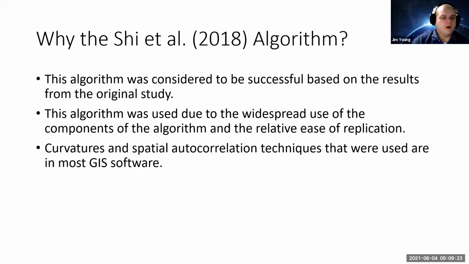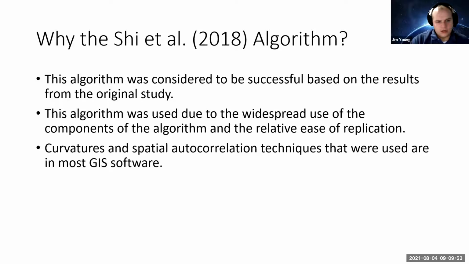So why use this algorithm? The algorithm was considered to be successful based on the results from the original study, mapping, I believe, about 80% of the landslides that it had attempted to map. And this algorithm is also used due to the widespread availability of its components and the relative ease of replication, because I think it's a relatively simple algorithm with two working components.